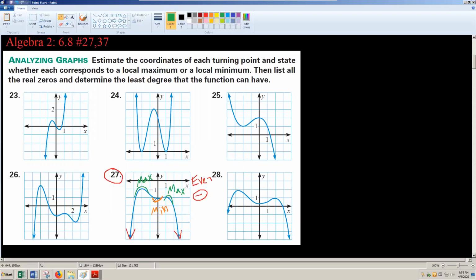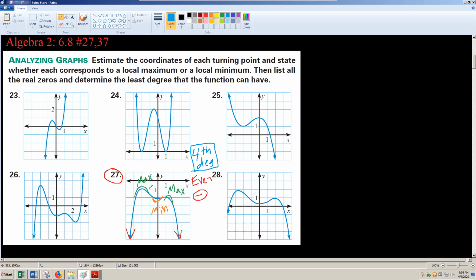So if I look at this for the least degree, if there are 3 unique turning points, then I'm going to have at least n minus 1 turning points for an n degree polynomial. So as I look at this, it must be at least a 4th degree. And that 4th degree matches up pretty nicely with the fact that we know it's got to be even and negative.